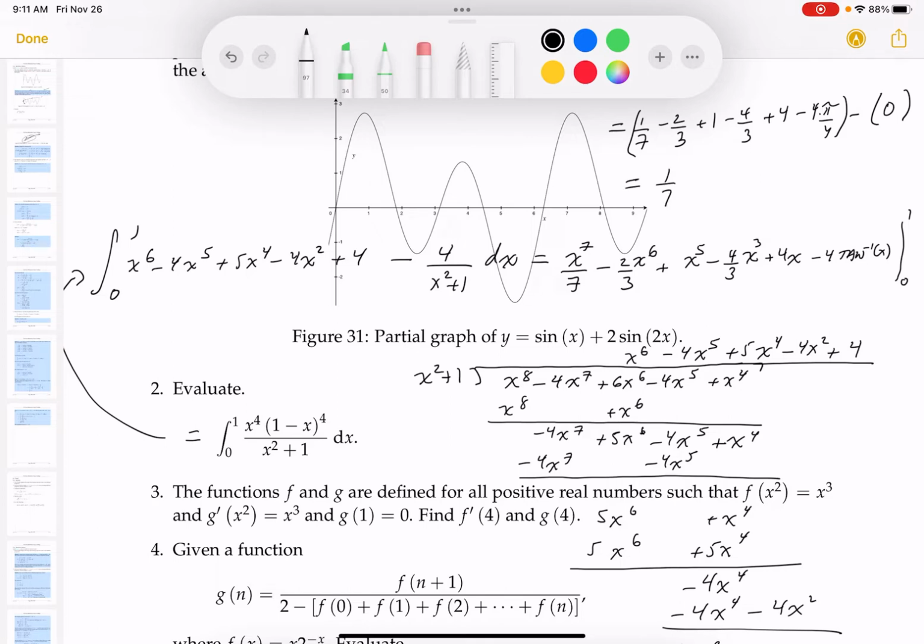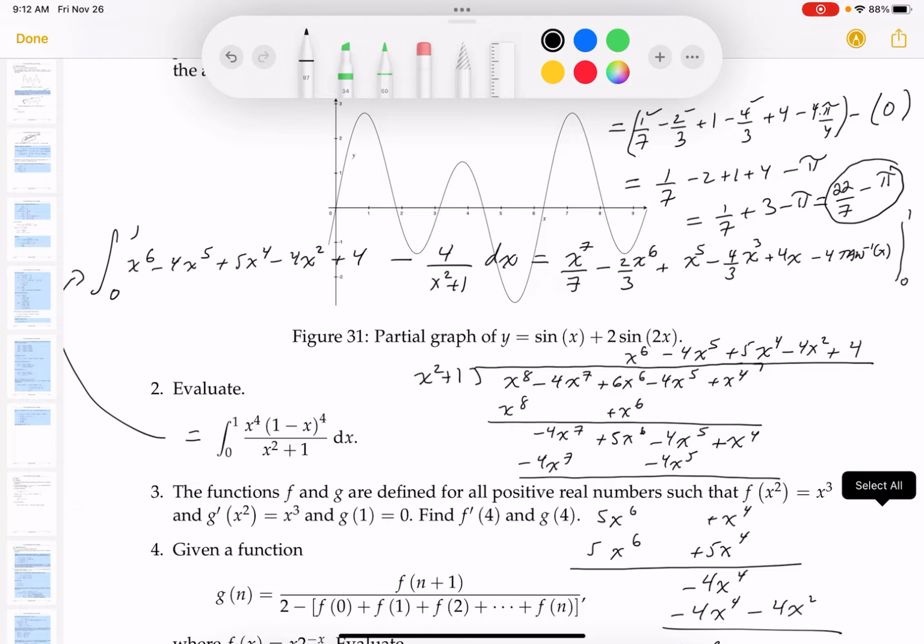I got 1/7. I like to do things that are easy for me. Minus 2/3 minus 4/3 is minus 6/3. Minus 6/3 is minus 2. And this is minus pi. Let's keep going. So I got 1/7 plus 3 minus pi. I'm going to add the 1/7 to the 3, with a common denominator of 7, and you get 1 plus 21, which is 22, minus pi.